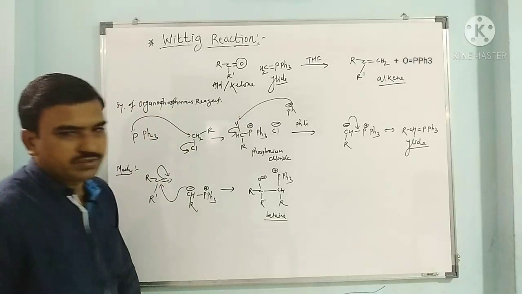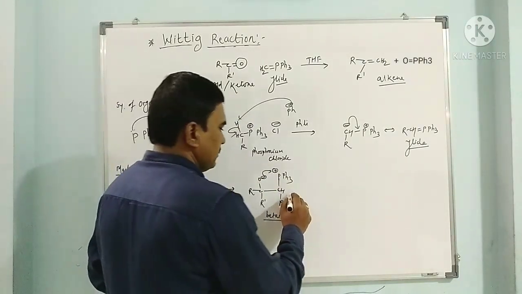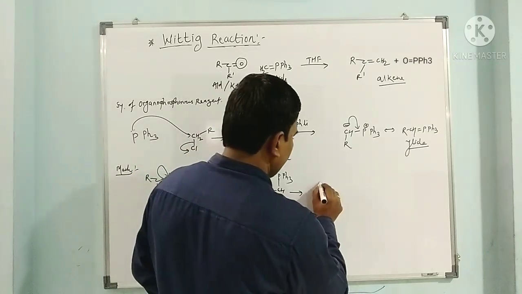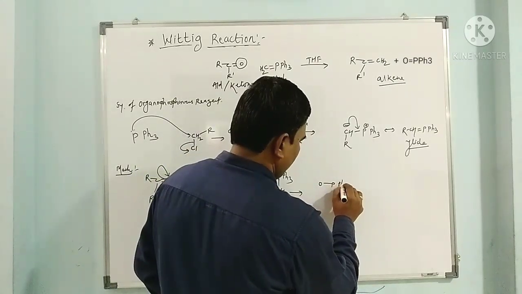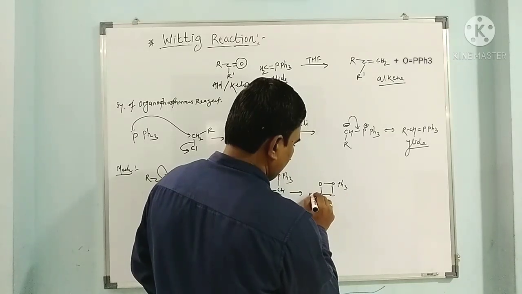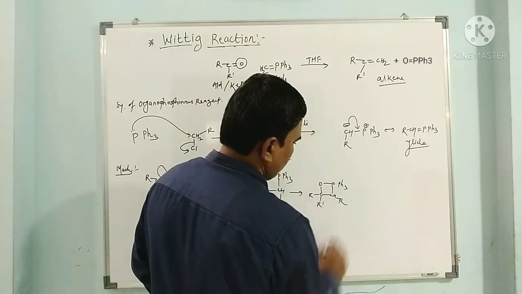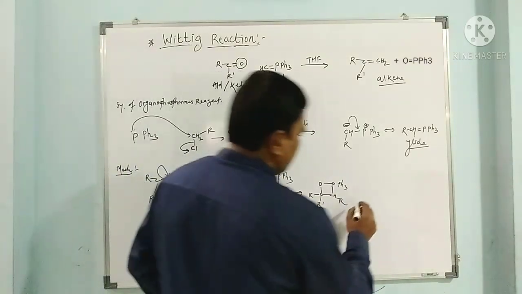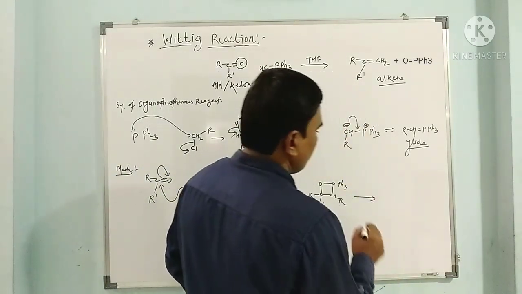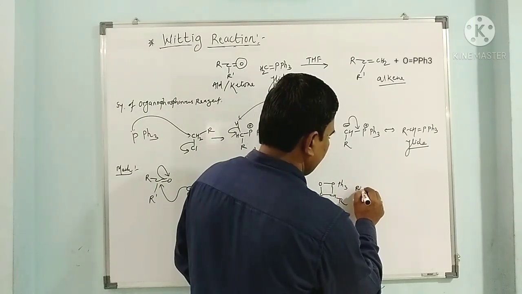This betaine intermediate we get, and this betaine undergoes cyclization, gives this oxaphosphetane with PH3, this is R dash, and here this is R. Now this oxaphosphetane undergoes ring cleavage. So ring cleavage takes place.